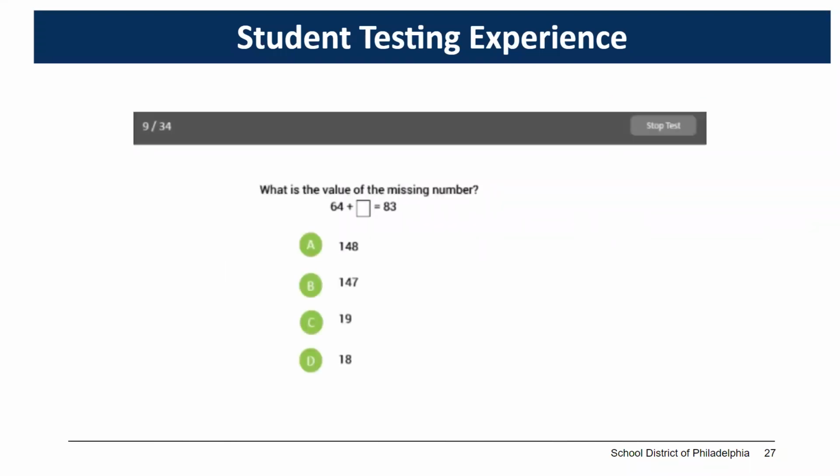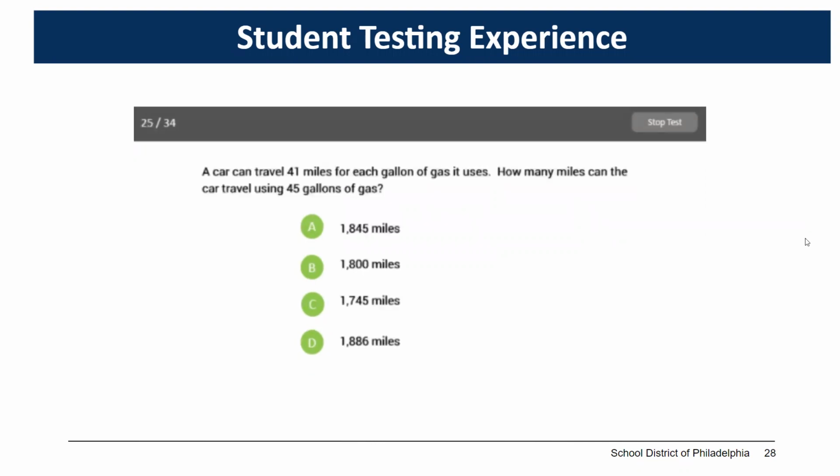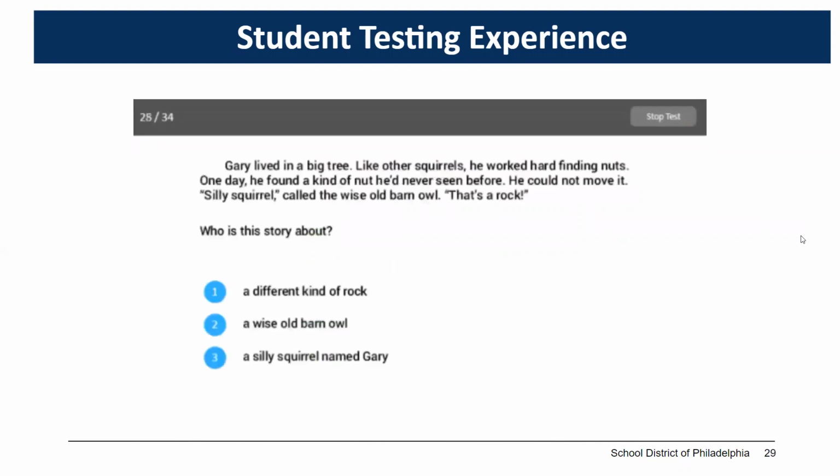So you will notice at the top left of each question, it displays what question number a student is working on. And while some questions have 4 multiple choice answers, some only have 3 to choose from.